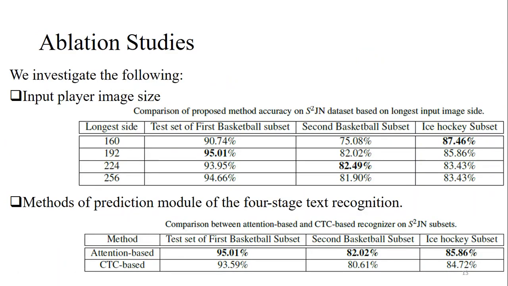For the second ablation study, related to the method of the prediction module of the four-stage text recognition, we assess the performance of our framework by replacing attention with CTC, the connectionist temporal classification. As shown in the lower table, we can notice the attention-based recognizer outperformed the CTC-based recognizer on all subsets of the sports jersey number dataset.